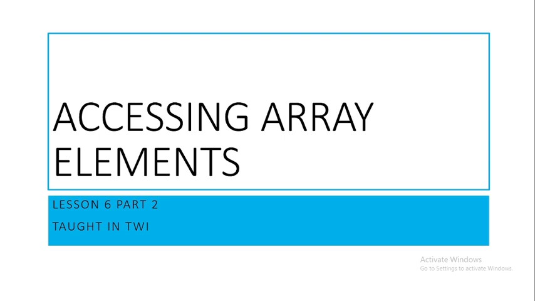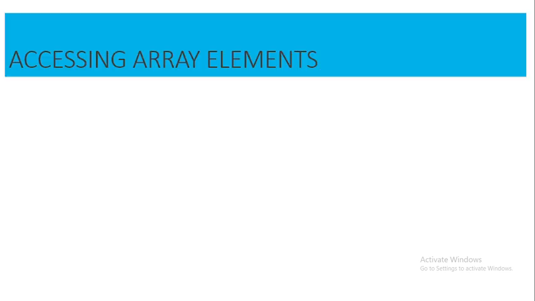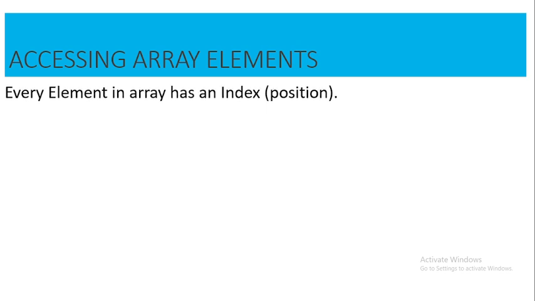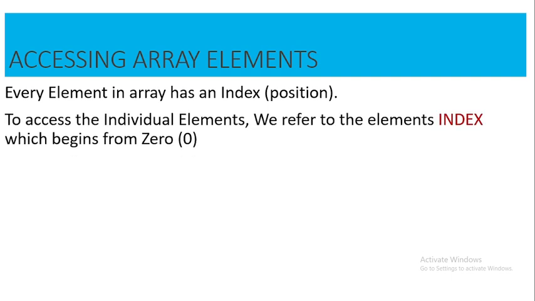Accessing array elements. In lesson 6, part 2, we will learn how to access individual elements of an array. Every element in an array has an index, which is its position. To access an individual element of an array, you use the element's index. It begins from 0.